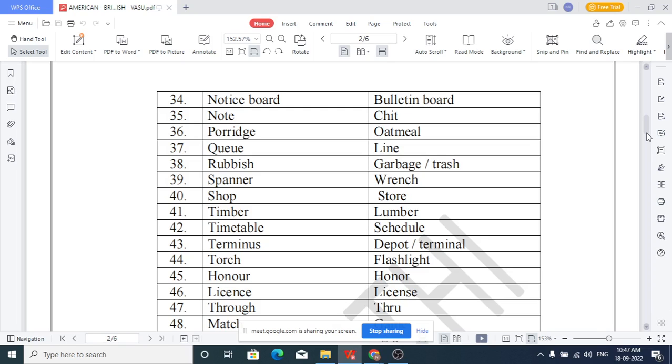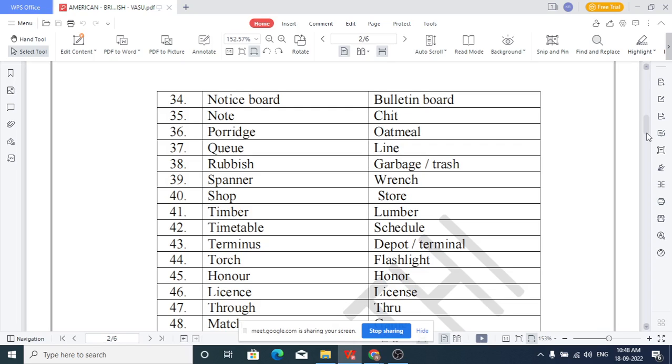Terminus, depot or terminal. Yeah, depot. You should not pronounce the T in depot. The T is silent here. We call it depot. In Tamil also we call depot. Actually in Tamil we use the English word. Okay. Torch, flashlight.